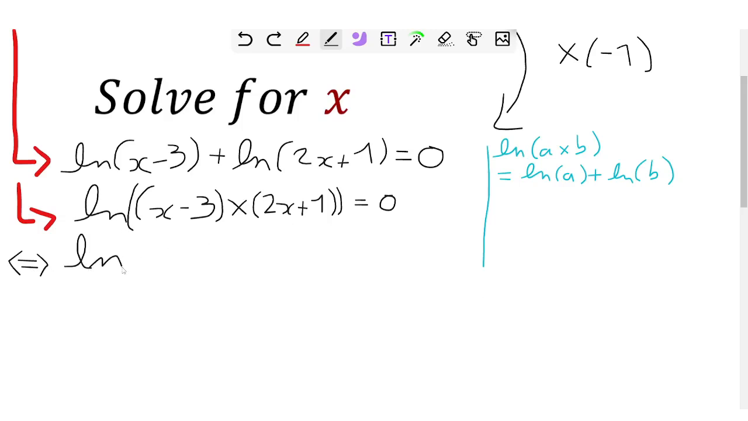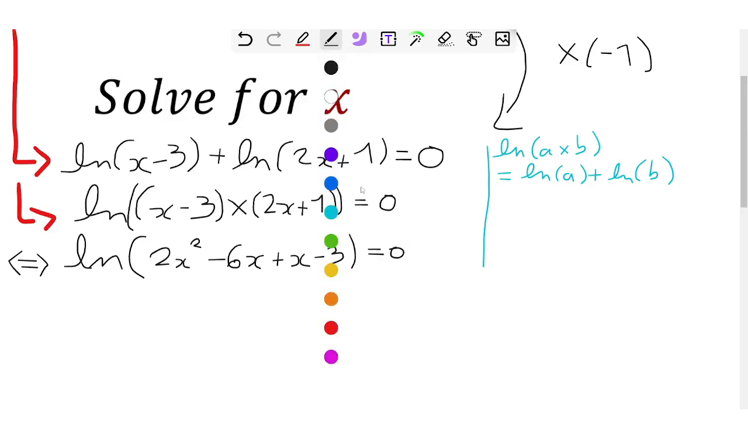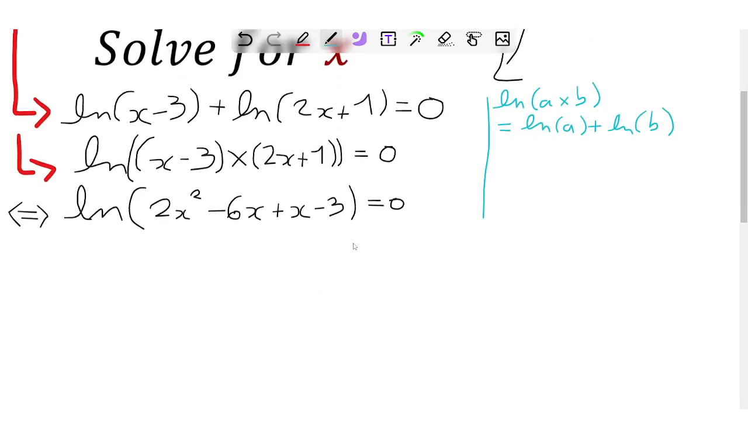So now I'm just going to go ahead and develop the inside here. So we have the natural log of x times 2x, so 2x squared, minus 3 times 2x, so minus 6x, plus 1 times x, so plus x, and then minus 3 times 1, or just minus 3, is equal to 0.